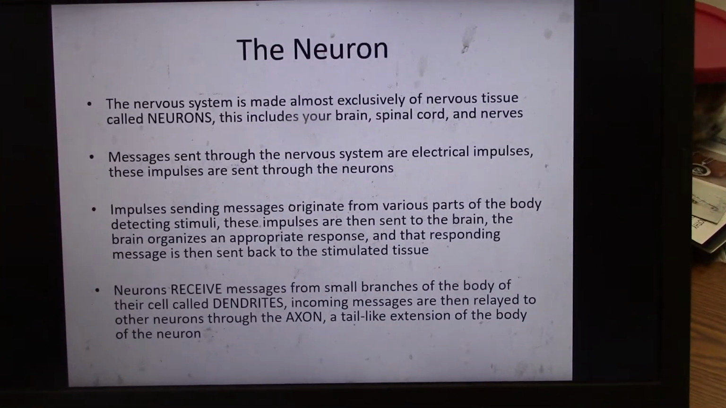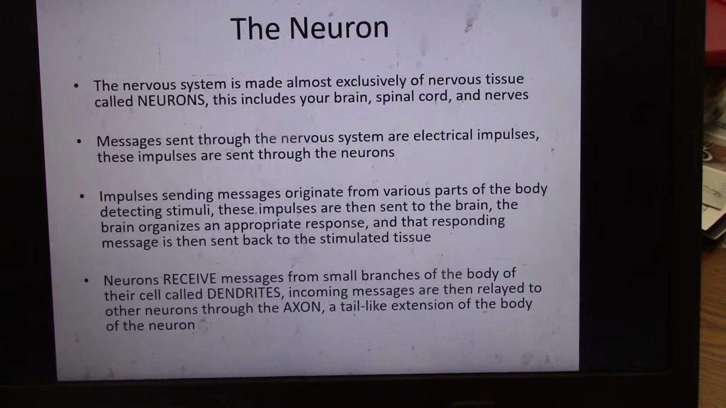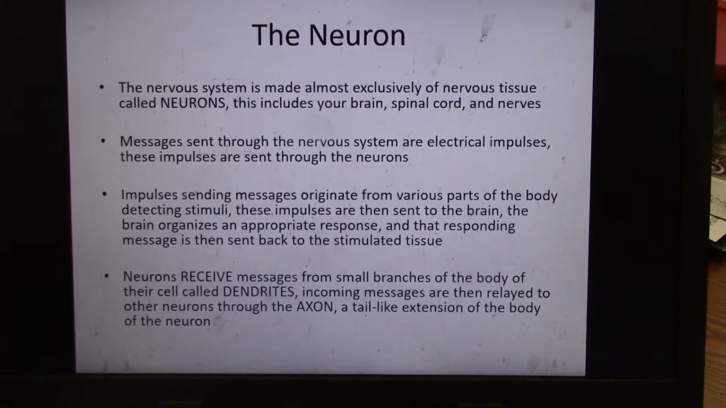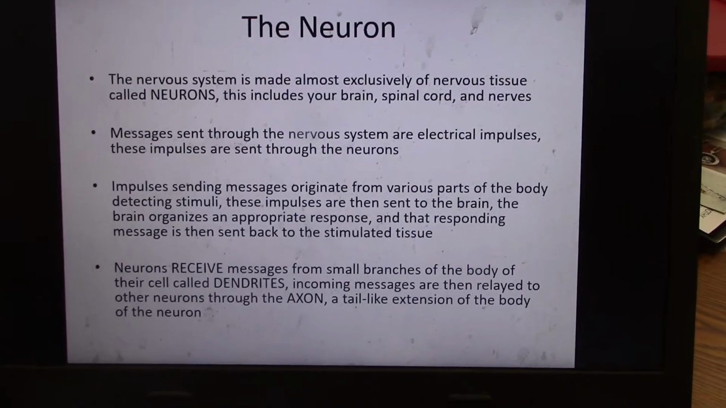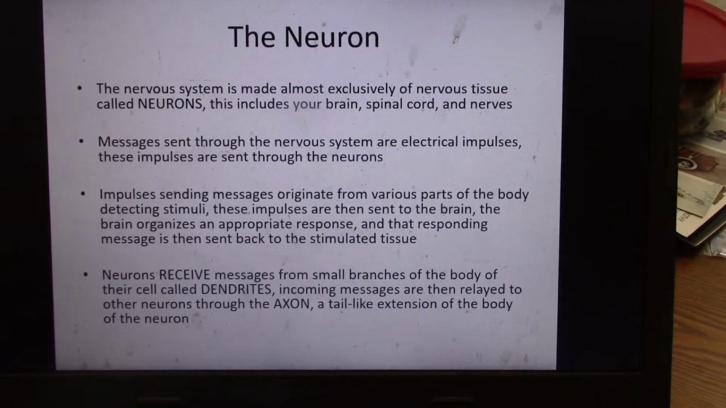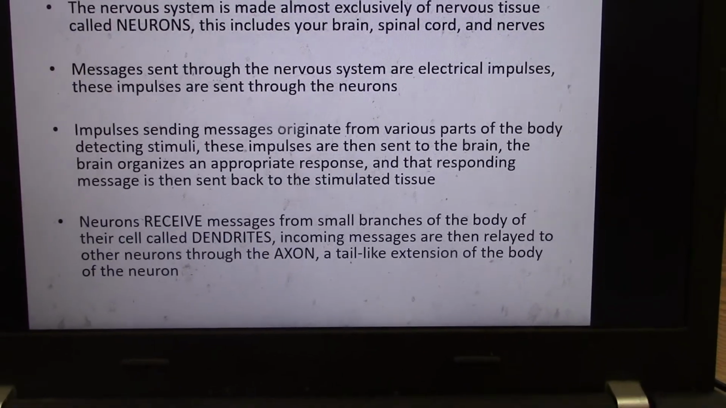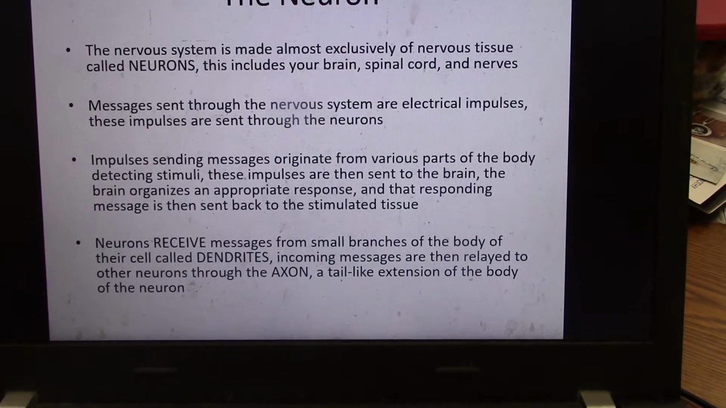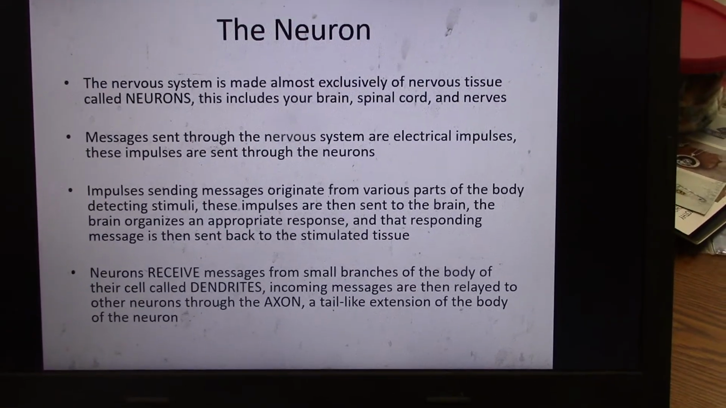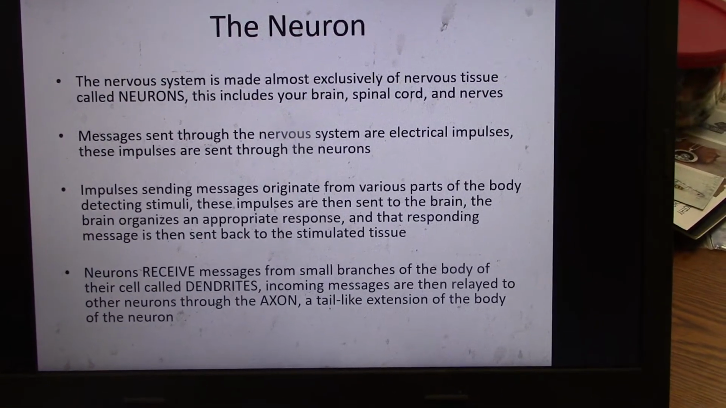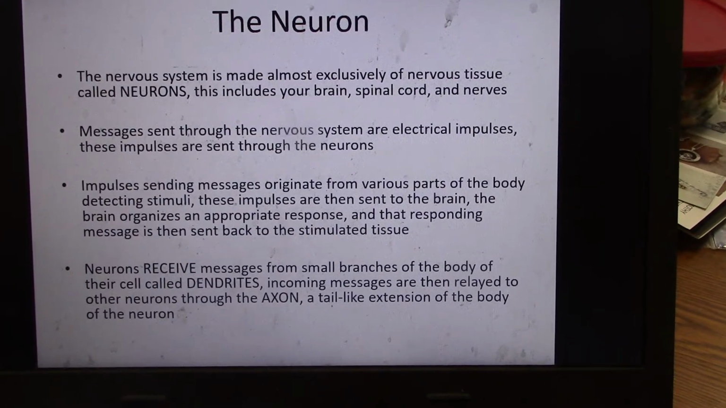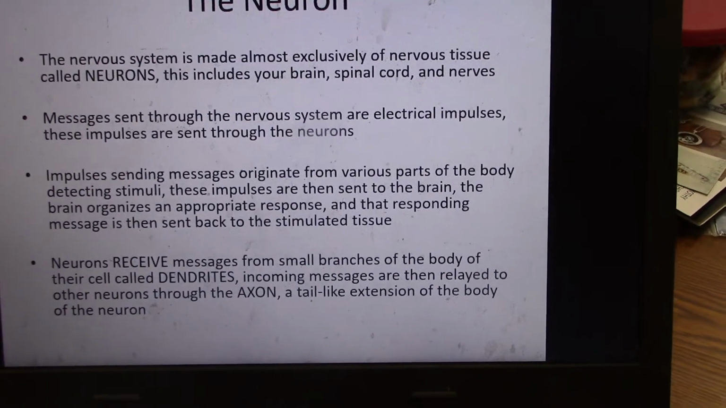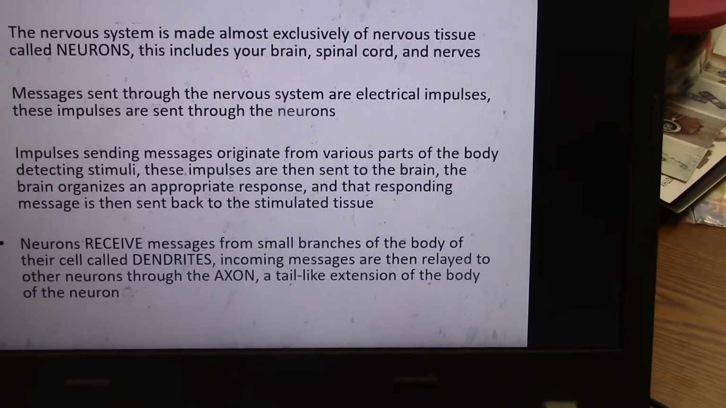You should know about the nervous system that it runs on an electrical circuit. So messages sent through the nervous system are sent as electrical impulses, and these impulses get sent through the actual nervous system cells, the neurons. Impulses that send messages originate from various parts of the body detecting stimuli, and these impulses are sent to the brain or spinal cord, and then your brain or spinal cord organizes an appropriate response, and that responding message is sent back to the correct tissue.